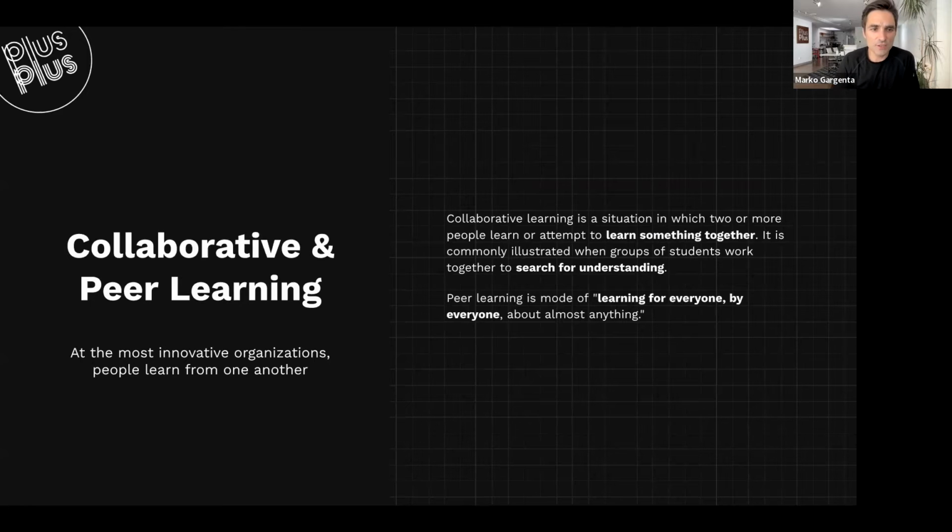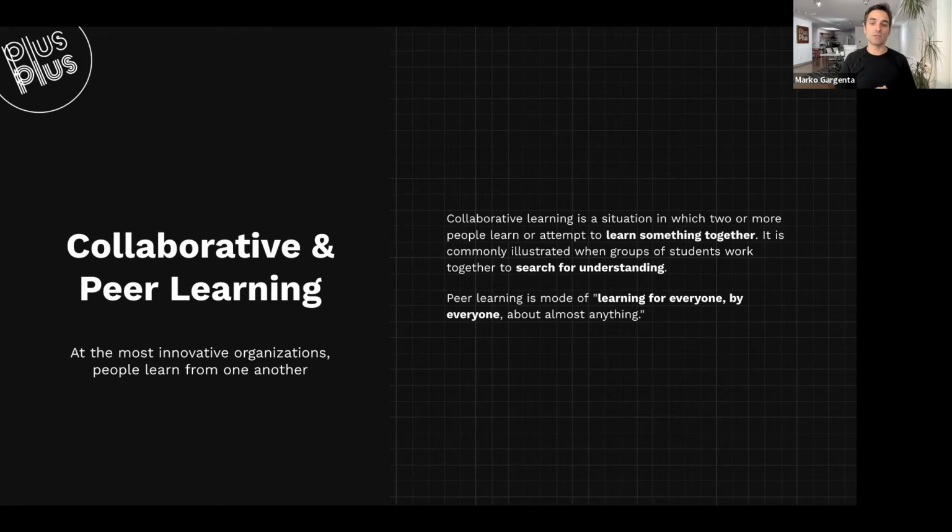These are some definitions that I picked up from Wikipedia, just to compare notes and see if we're on the same page. Essentially, the idea is that people are learning something together, and they're doing so because they are trying to get to the same level of so-called shared understanding, right?